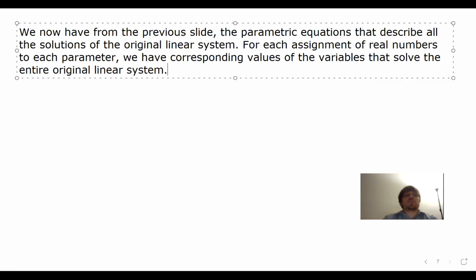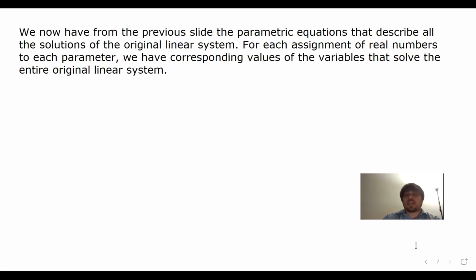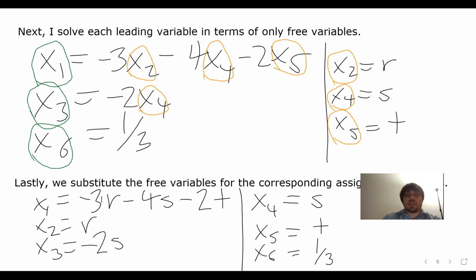Okay, so we now have from the previous slide the parametric equations that describe all the solutions of the original linear system. For each assignment of real numbers to each parameter, we have corresponding values of the variables that solve the entire original linear system. So here we have x1, x2, x3, x4, x5, x6, right? These are parametric equations. The parameters are r, s, and t assigned to x2, x4, x5.